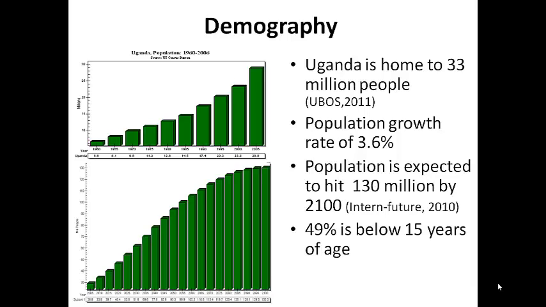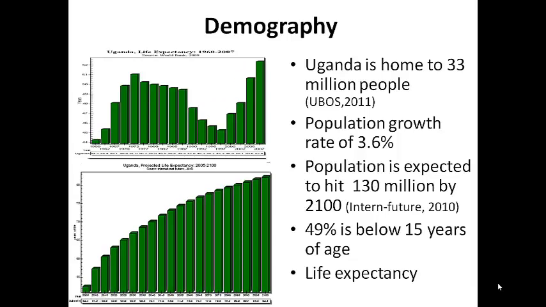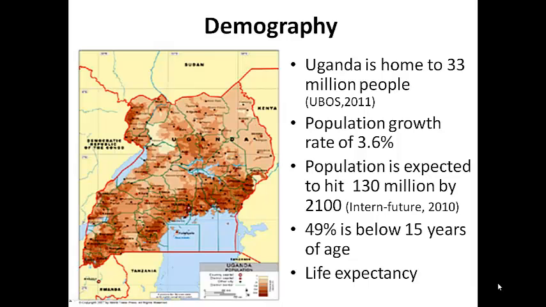Uganda also has one of the youngest populations, with almost 50% of the population under 15 years of age. And the life expectancy of Uganda has been fluctuating over time, and the most recent dip in 1995 was due to HIV/AIDS. But the life expectancy since 2005 has been increasing and is expected to continue increasing until the projection of the end of the century. The population density is highest around river and lake basins in Uganda.